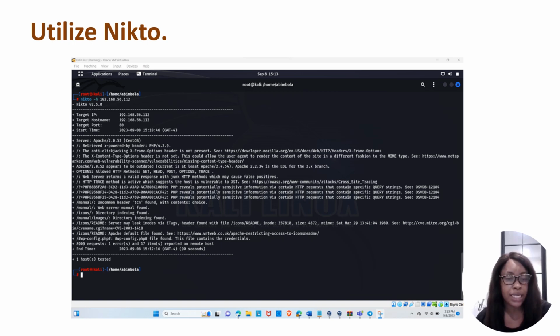As you can see, I ran it against the target. The target port is port 80, and you can see there are some vulnerabilities present. We have the anti-clickjacking X-Frame-Options header is not present, the X-Content-Type-Options header is not set, as well as Apache 2.0.52 appears to be outdated.